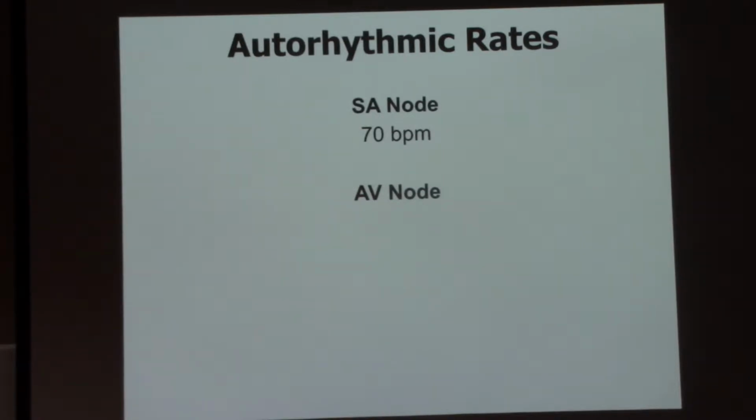The AV node is also autorhythmic. Right? It has its own rate, and it's a little bit slower. It's around 50 beats per minute, or would lead to a heart rate of 50 beats per minute if it was the one in charge. The atrioventricular node. Remember, that's the one that's right between the atria and the ventricles. And the Purkinje fibers, they have their own rate, from around 25 to 40 beats per minute. So even slower than the AV node.